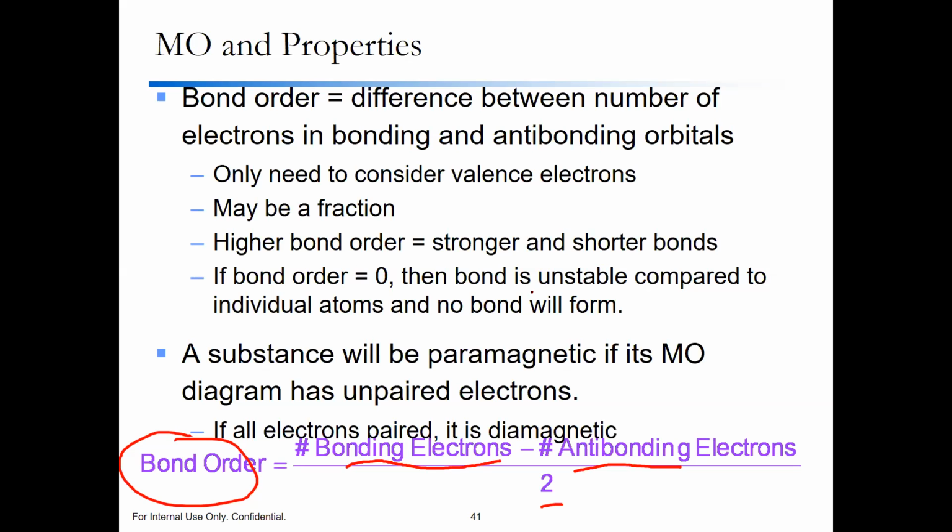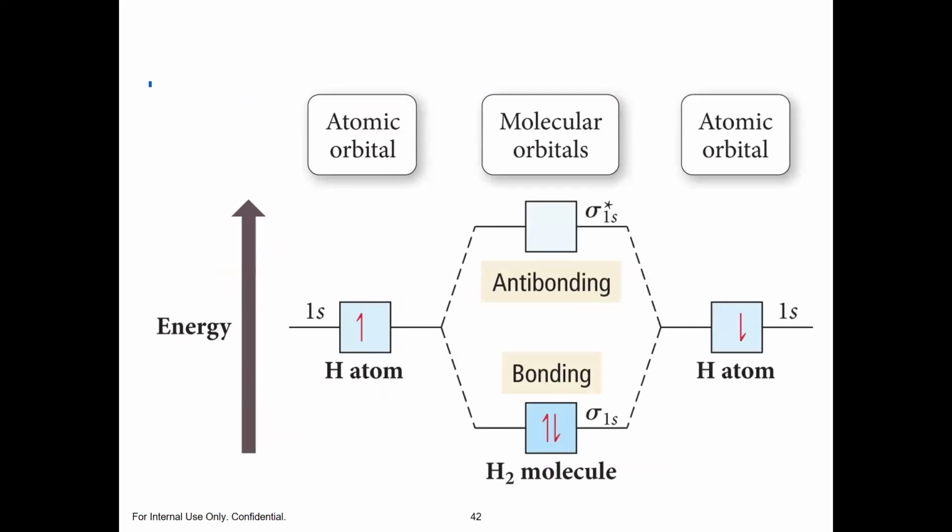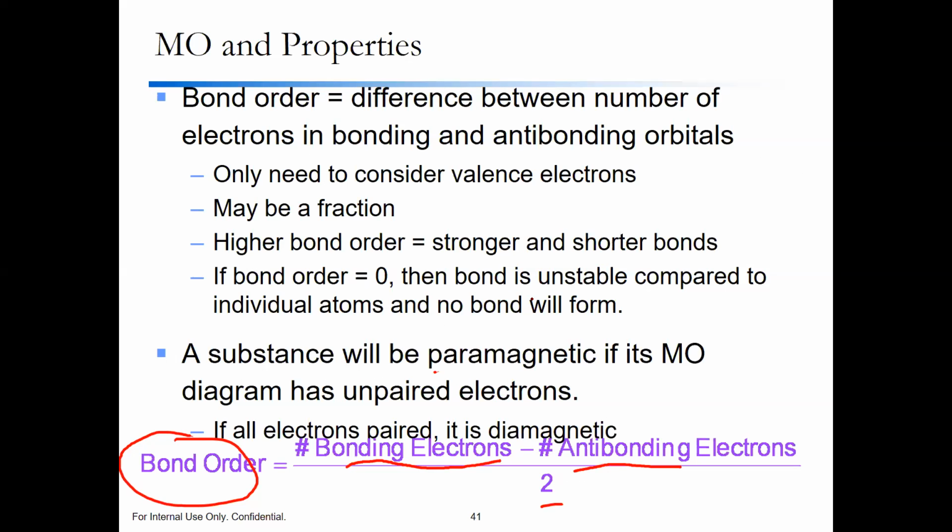Here's a terminology we should talk about. We'll talk about it later too. When you have unpaired electrons, that's called paramagnetic. So paramagnetic means basically we are magnetic when you have unpaired electrons.